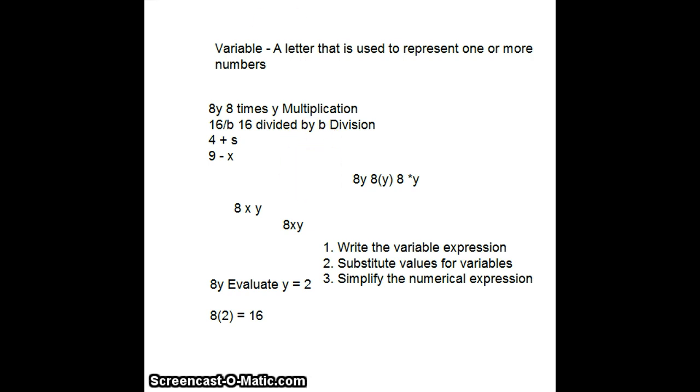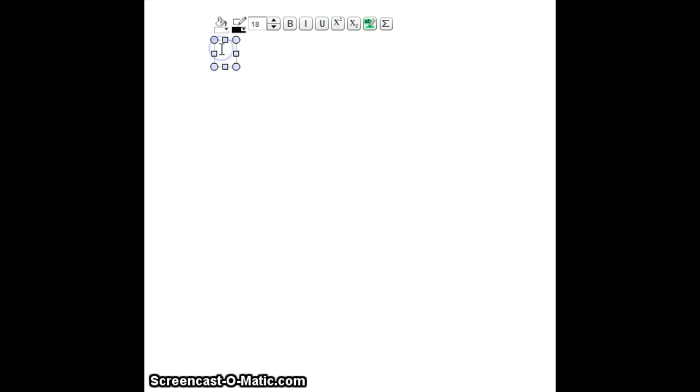So, for example, again, if we had 10 divided by y and y equaled 5, all we would have to do is, we've written our variable expression, substitute our values for variables, so put a 5 under there. 10 divided by 5, simplifying the numerical expression, gives us a total of 2. Simple as that. Now, let's try and apply this in a few different ways.